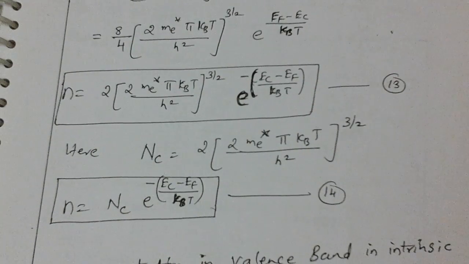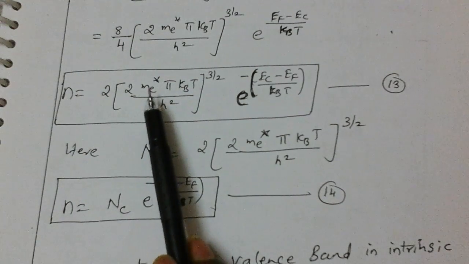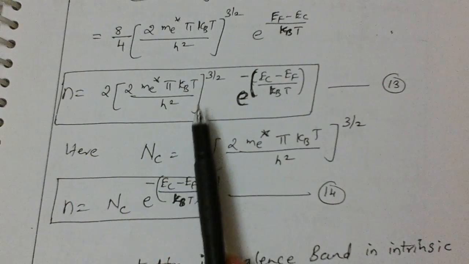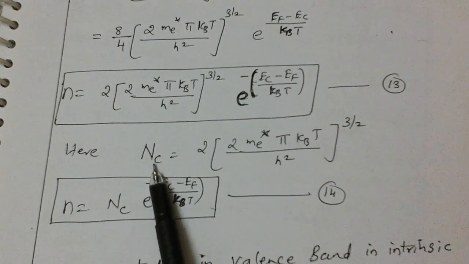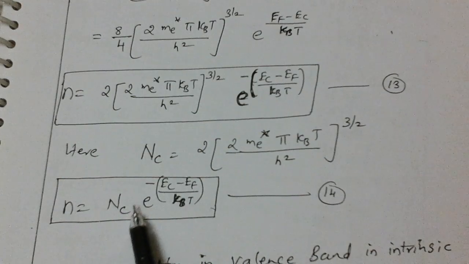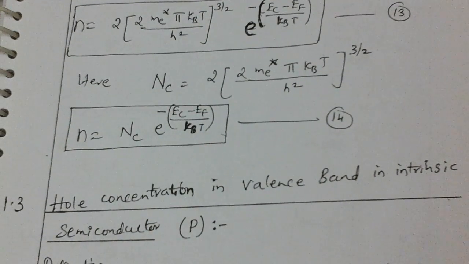Here we are simplifying this equation: this 2 into (2 pi me star kBt by h square) whole power 3 by 2, this term I am taking as Nc. I am assuming that Nc, so here I can write Nc, same as this. So this is the electron concentration in an intrinsic semiconductor.